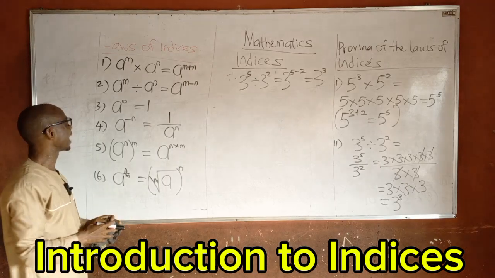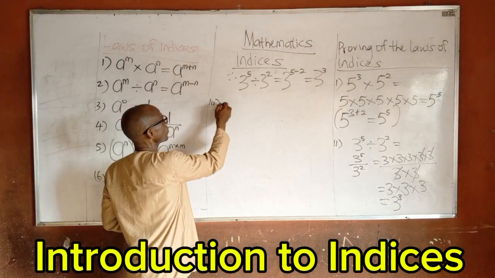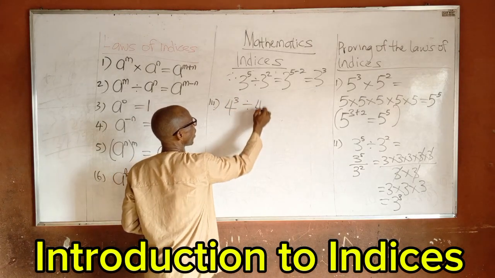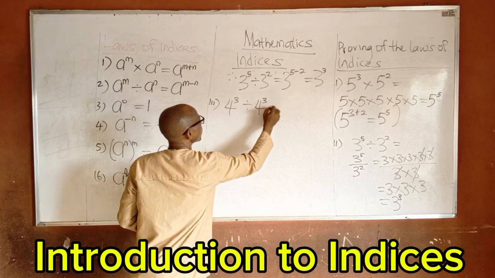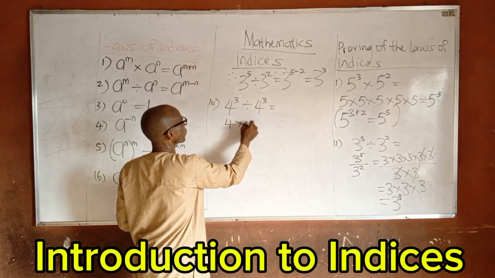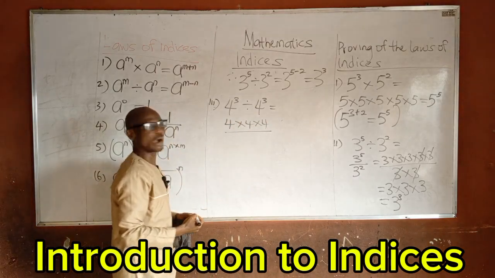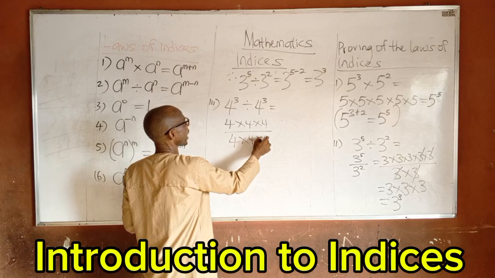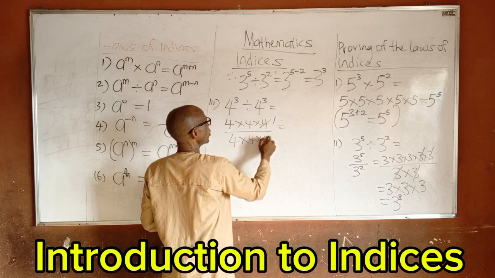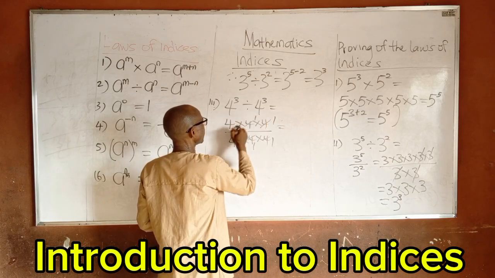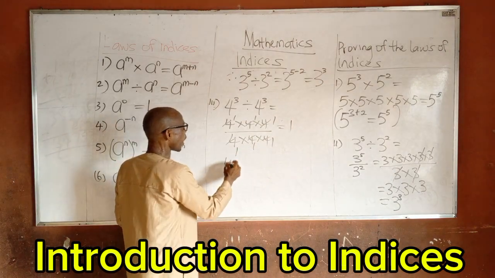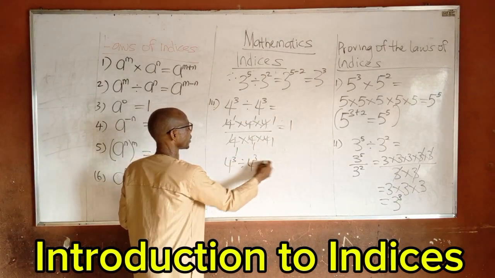We can look at the third one. Let's say 4 raised to power 3 divided by 4 raised to power 3. Now what is 4 raised to power 3? This means 4 times 4 times 4, all over 4 times 4 times 4. So we can see that 4 cancel, give us 1. 4 cancel, give us 1. 4 cancel, what do we have? 1. So it means that 4 raised to power 3 divided by 4 raised to power 3 is equal to 1.